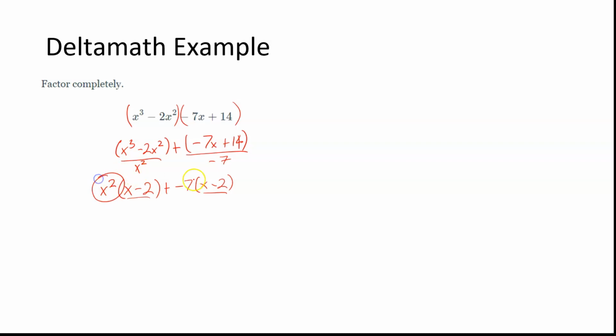I'm going to take my outside, my greatest common factors, and I group them. x squared minus 7. They get their own parentheses. And then my remainders, they combine into one x minus 2. They both go over here.